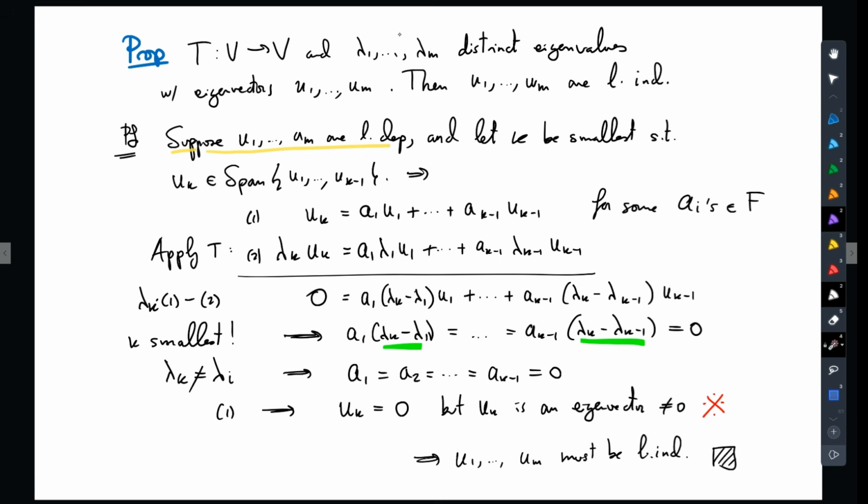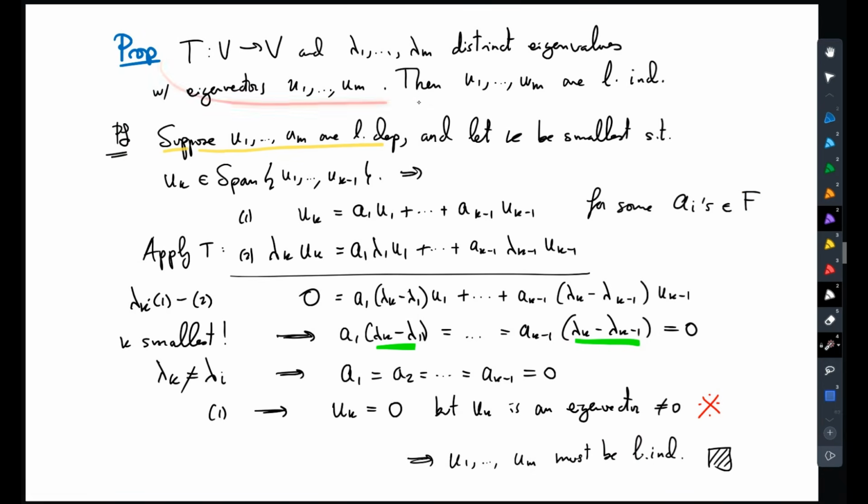And by the way, all the eigenvalues are distinct. So these lambda k minus lambda 1, through lambda k minus lambda k minus 1, are non-zero. So that tells me that all the a1, a2 through ak minus 1 are 0. And if you go back to this identity, it tells me that uk is 0. But 0 is never an eigenvector, so we've reached a contradiction. And this proves that the eigenvectors u1 through um must be linearly independent.